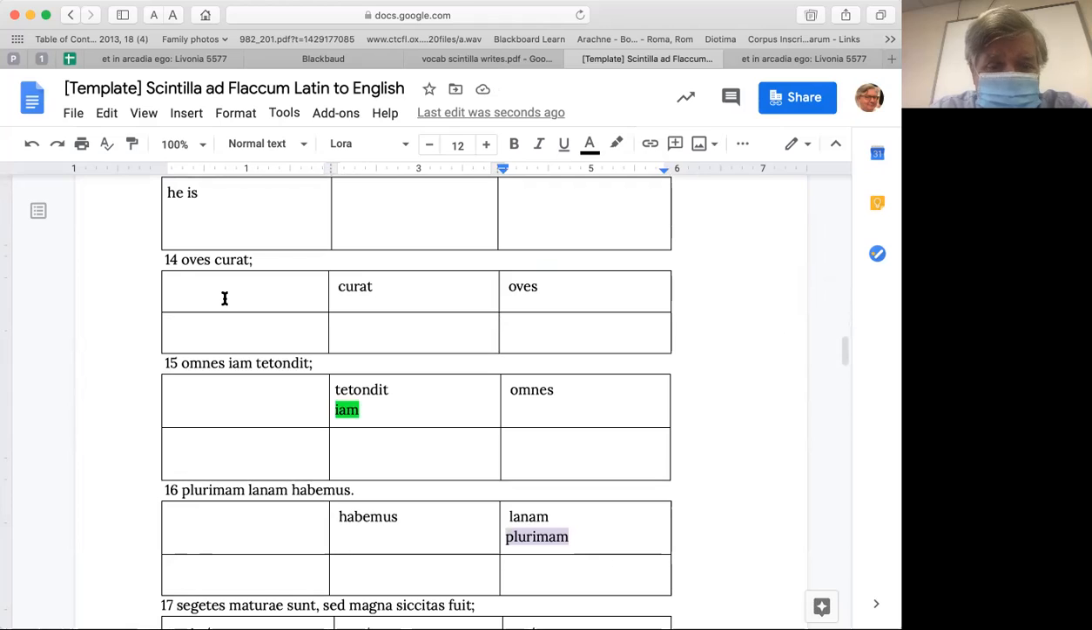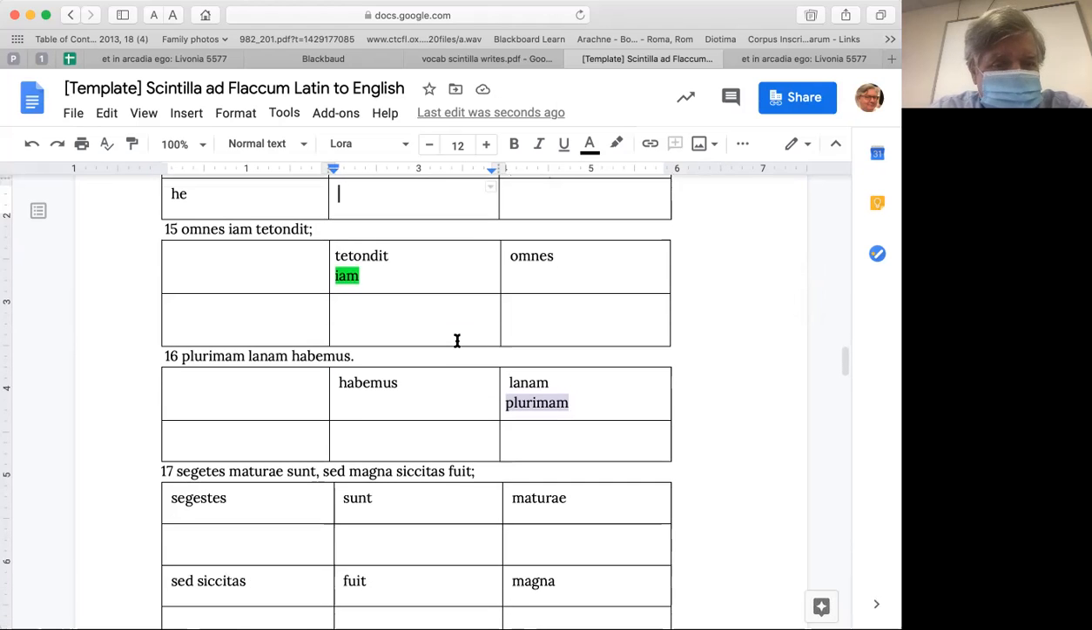Oves curat, so these are the various things that the juvenis does. So you would just say "he" here if you said anything. Curat, cura means care. The noun cura means care, concern. And what he is curating are the oves, the fleecy, woolly quadrupeds that graze on grass. Almenes jam tetondit.